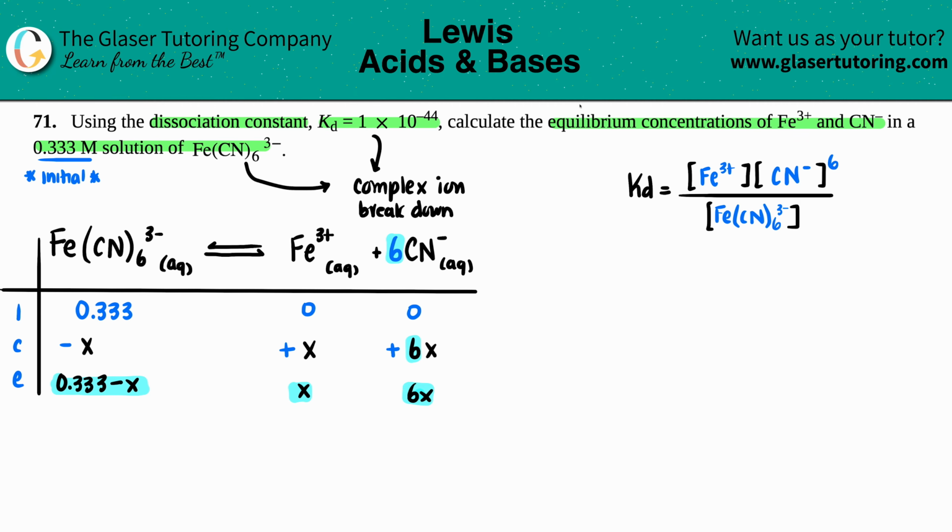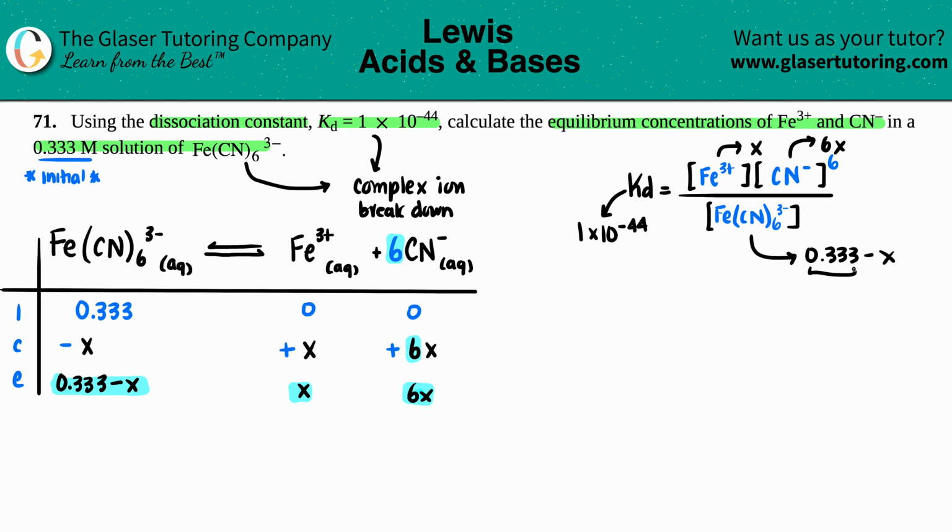Okay, let's start plugging in some numbers. Kd is going to be the 1 times 10 to the negative 44th. The Fe3+ is x. The CN- is 6x. And the complex ion is 0.333 minus x.